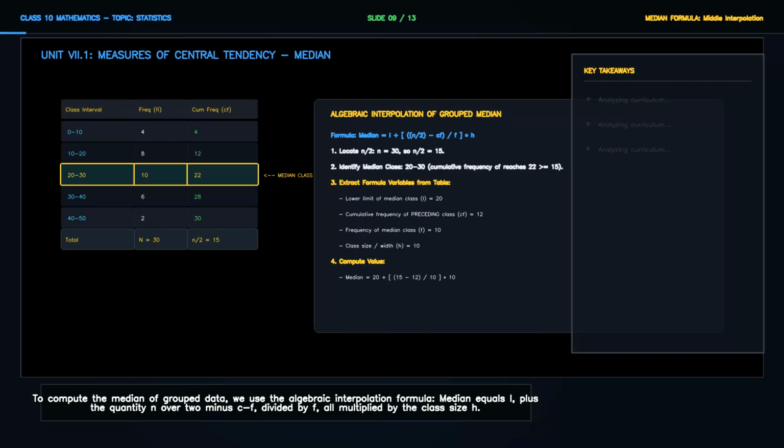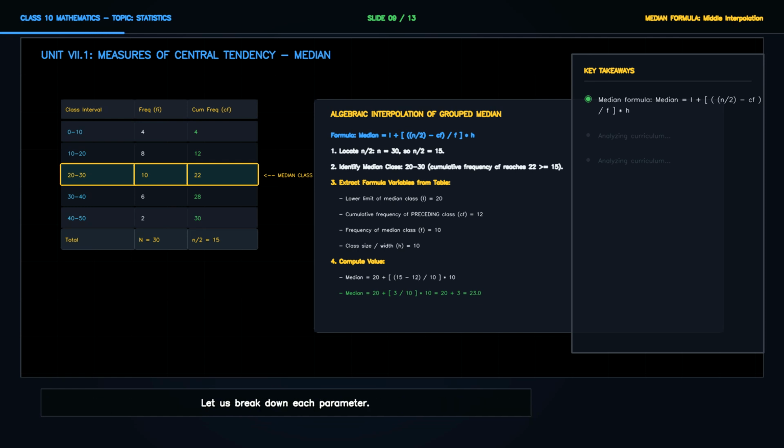To compute the median of group data, we use the algebraic interpolation formula. Median equals L plus the quantity n over 2 minus Cf divided by f, all multiplied by the class size h. Let us break down each parameter.